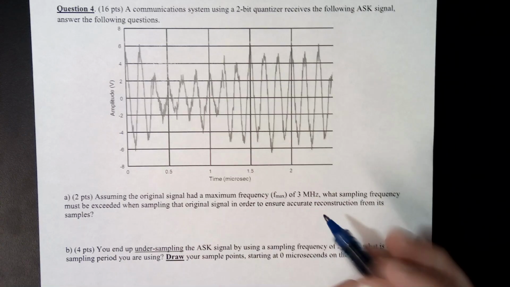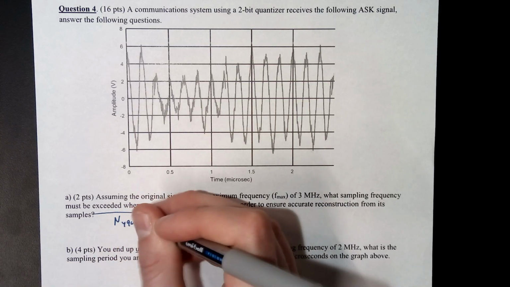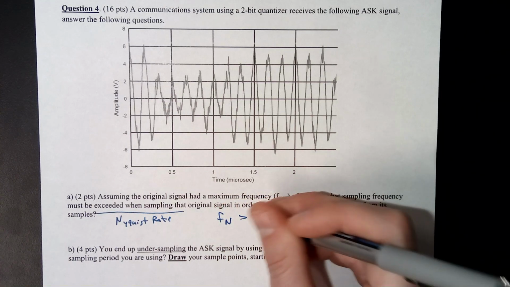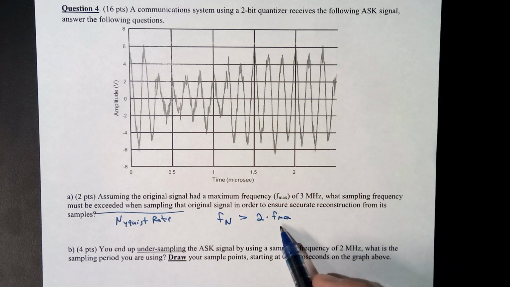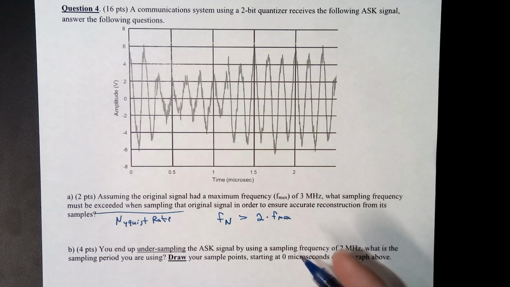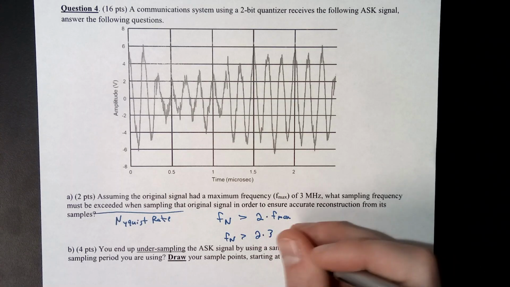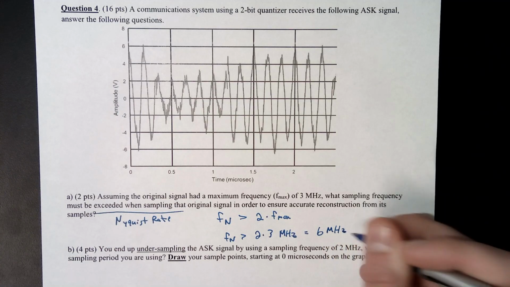Usually when we say exceeding the sampling rate, we're looking for the Nyquist rate, right? And that is Fs greater than 2 times f max of the signal that we're sampling. So f max here is given to be 3 megahertz, so Fs must be greater than 2 times 3 megahertz, which is 6 megahertz. So that's all we need to do there.